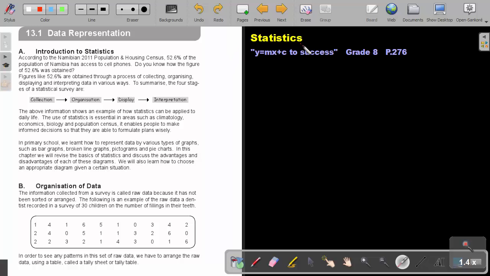Part 1, Statistics. You will find this on page 276 in the Namibian Mathematics Grade 8 textbook, Y equals mx plus c to success. Introduction to Statistics.